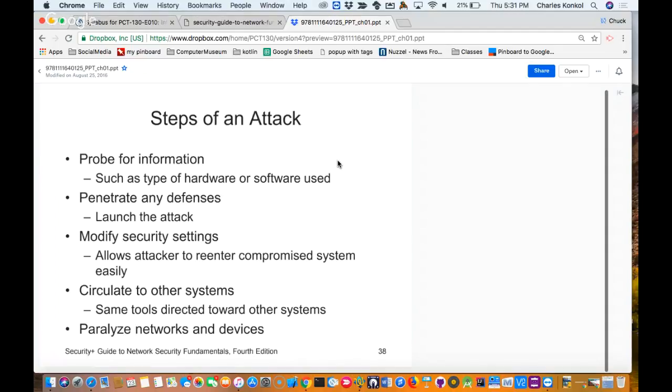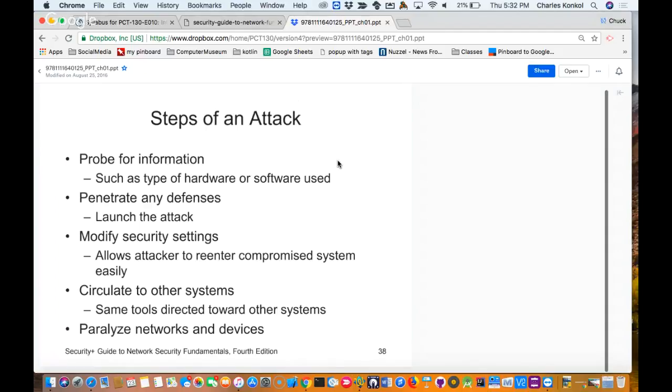Steps of attack is basically probing for information. This was on the Kahoot Tuesday, I believe. Penetrate any defenses, then modify security settings, circulate to other systems, and then paralyze the network. So probe, penetrate, modify, circulate, and paralyze. That is the five steps of an attack for most hackers when they come into a network, in that order, or mixed up, but at least all those are generally touched during that attack.